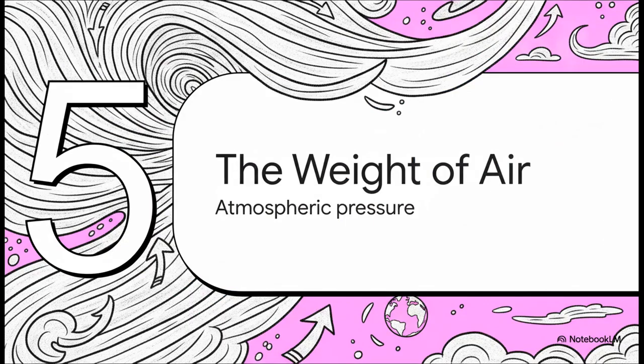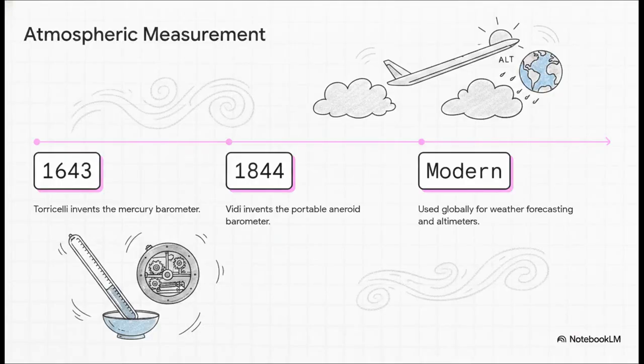Finally, let's zoom out to Section 5, the invisible weight of air. For centuries, scientists have been obsessed with studying the atmosphere. This timeline takes us way back to Evangelista Torricelli in 1643. He invented the first mercury barometer, which proved, for the very first time, that air actually has weight.